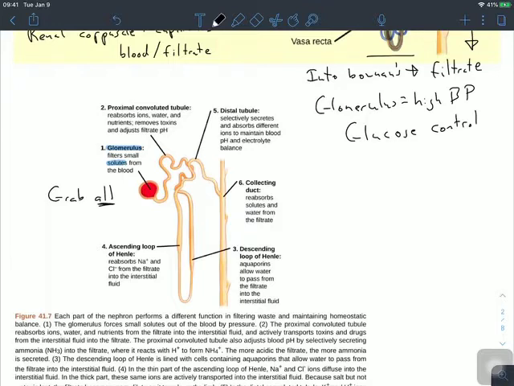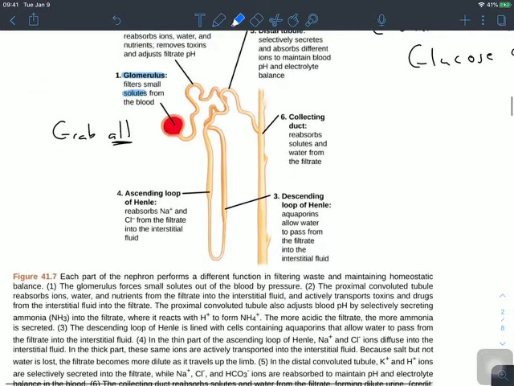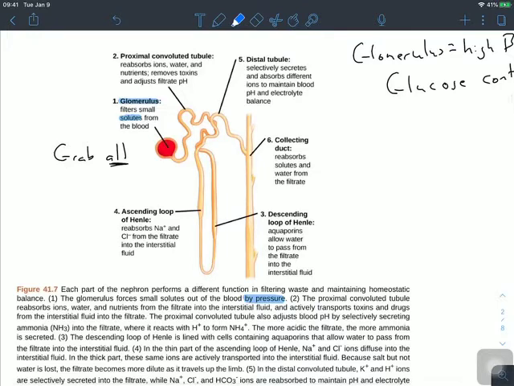The first step of picking up, and as we mentioned before, the glomerulus is doing that filtering by pressure. So it's physically squeezing the blood like a sponge. Next up, the proximal convoluted tube is reabsorbing ions, water, and nutrients while removing further toxins and adjusting pH.